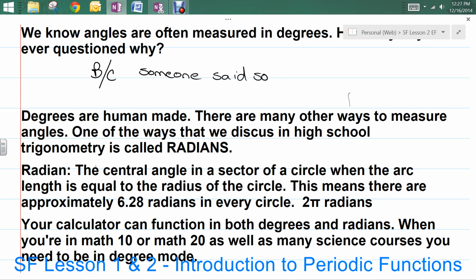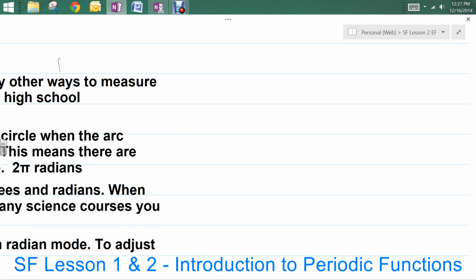So if you look at this, and I'm going to move this off. Please stop copying for just a sec. Looking over here, what do I mean by radians?